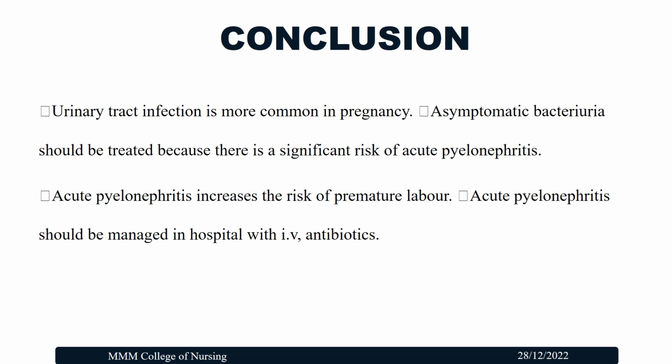Concluding the part, urinary tract infection is more common in pregnancy. Asymptomatic bacteriuria should be treated because there is significant risk of acute pyelonephritis. Acute pyelonephritis increases the risk of premature labor. Acute pyelonephritis should be managed in hospital with IV antibiotics. As UTI is more common in pregnancy, asymptomatic bacteriuria can be treated with very little risk, and acute pyelonephritis increases the risk of premature labor. So it is important to treat the UTI as early as possible.